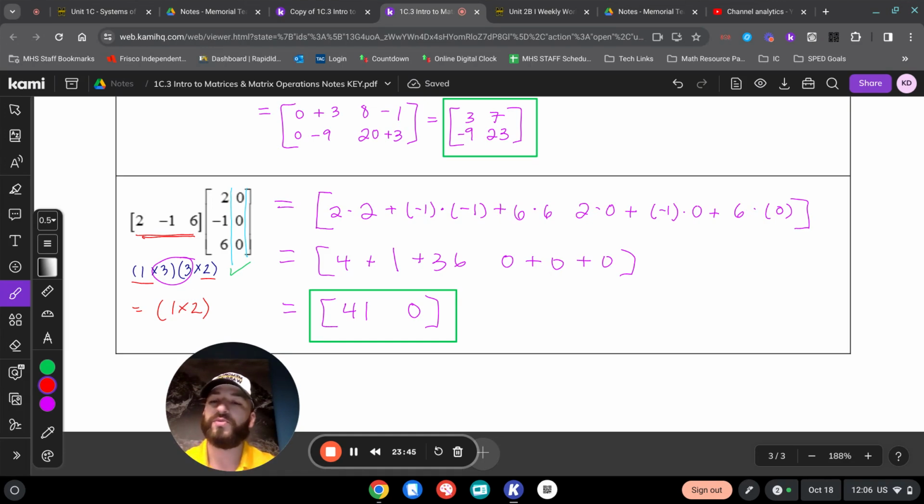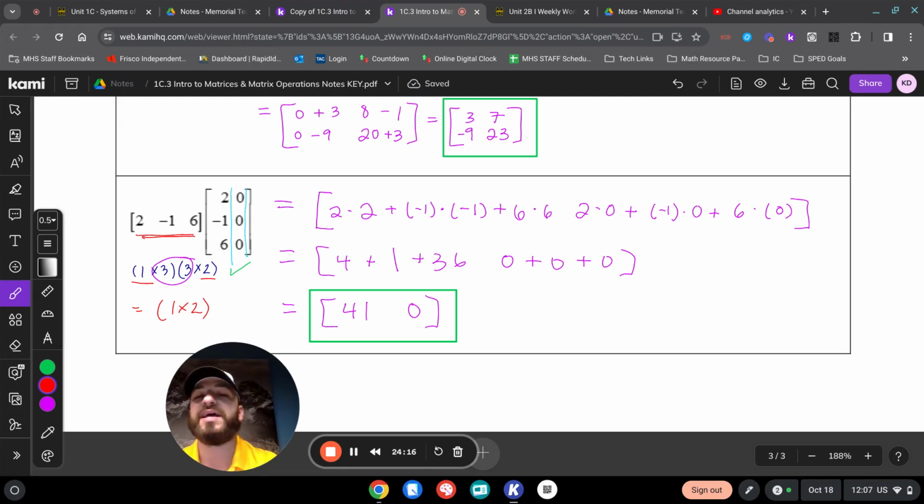Okay, super, super simple. So then we are going to take this first row, which is our only row, and we're going to multiply it first by this first column. So 2 times 2 plus -1 times -1 plus 6 times 6. Okay, so that's going to create our first term. Then I'm going to take that first row again, but we're going to multiply it by our second column. So 2 times 0 plus -1 times 0 plus 6 times 0.